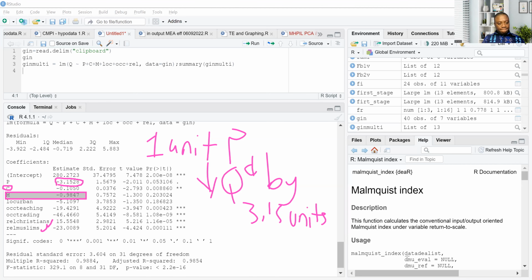Yes, Doc. So on average, given the price of gin, the complement price of gin, the location of the shop, occupation and religion of the people, a 1 unit increase in the income will result in decreases the quantity demanded of gin bitters by 0.98.